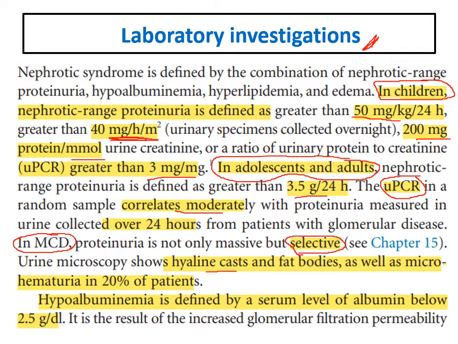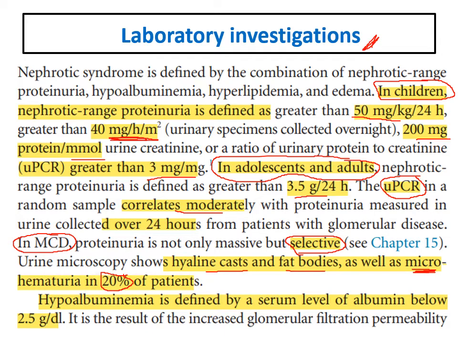The urine may show hyaline cast and fat bodies, and can show microscopic, take care of micro not macro, microscopic hematuria can happen in 20% of patients. عشان بعضكم بيعتقد انه ما بيحصلش مايكروسكوبيك هيماتوريا، لا، بنشوف بيبقى فيه مايكروسكوبيك هيماتوريا في 20% من المينيمال تشينج patients.